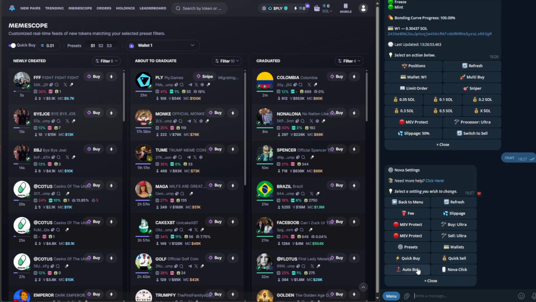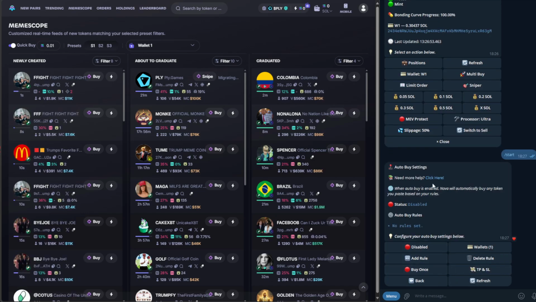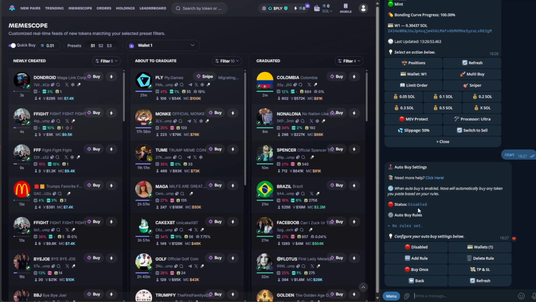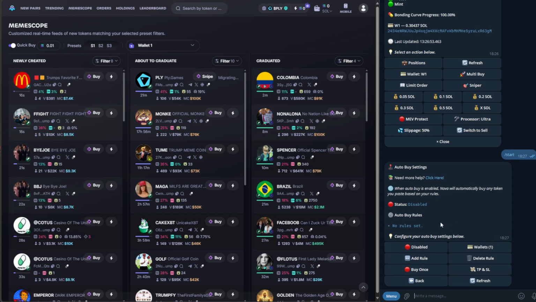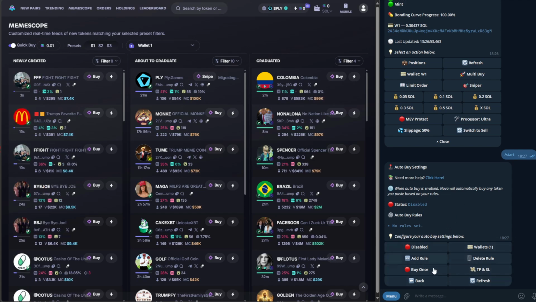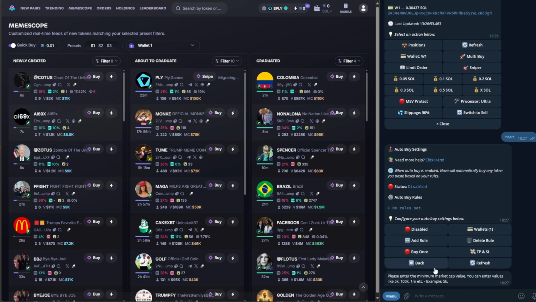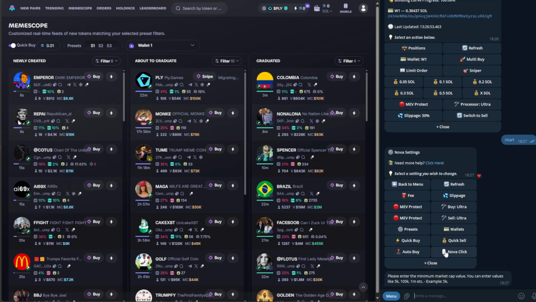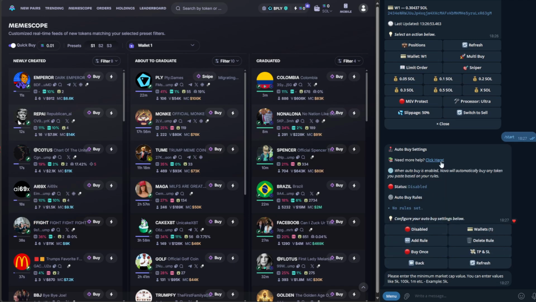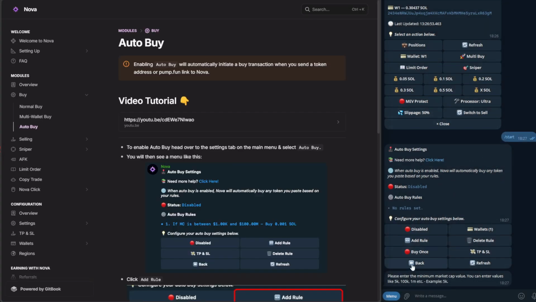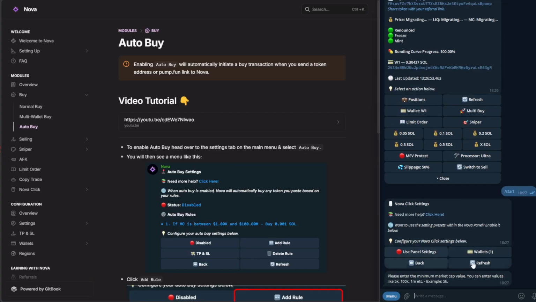And then auto buy. This is a bit different. Most people won't use this, but it's basically the sends for when you automatically want to buy a token. You can set up the sends so that when you enable this and paste in the CA, it would automatically buy it based on the rule that you add here. This one's a bit different, it's a bit more complicated. I won't go into too much detail on this, but there's a guide here to show you how to use it. Of course, you have Nova Click here where you can use the panel sends.